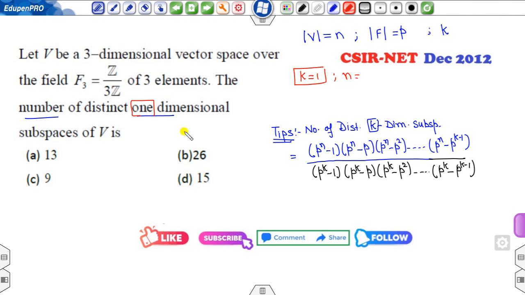What is the n? The vector space. Which one is the vector space? This is my vector space. What is the dimension? It is 3. What is the field? This is my field. How many elements? 3. K is my 3.